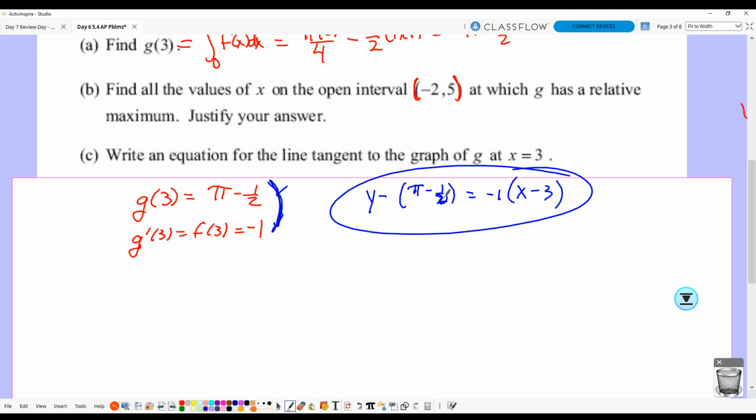Do you have a comment or a question? Yeah, could you move the pi minus 1/2 to the other side? Or should we just leave it? That's what I was just saying. You can, but don't. You're safer just leaving it alone.